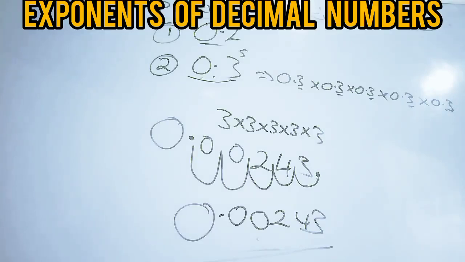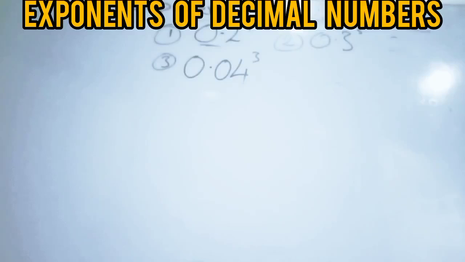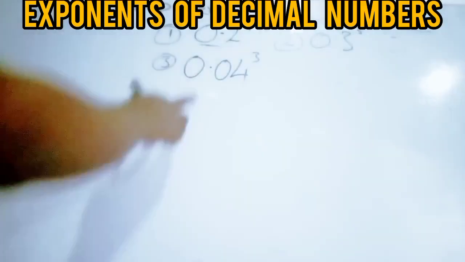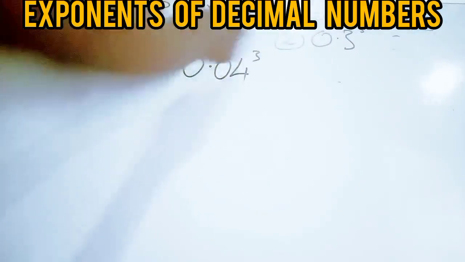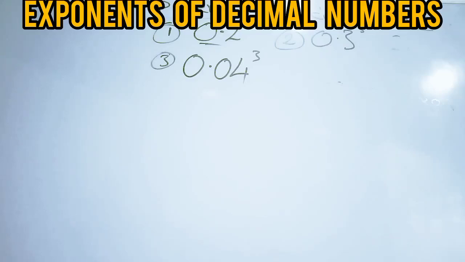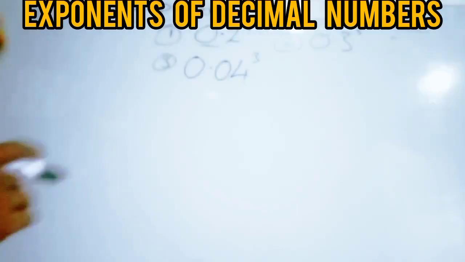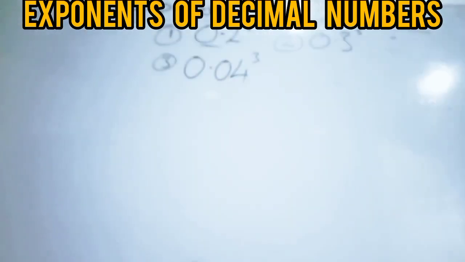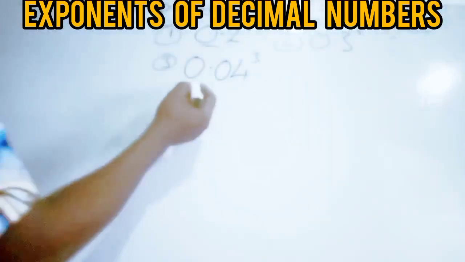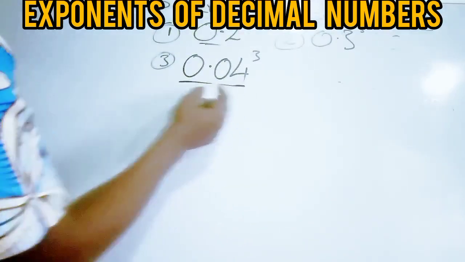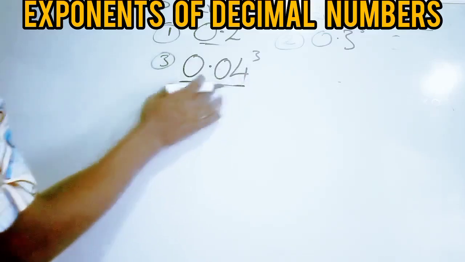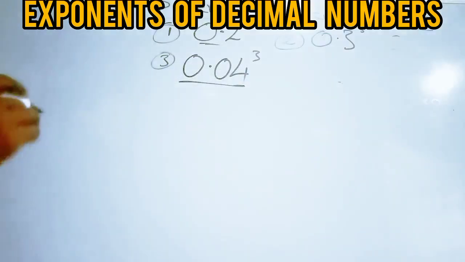Let's solve another example. Example number 3. Alright, so you can pause your video and solve example 3. Example 3 is 0.04 raised to the power 3. How do you solve 0.04 raised to the power 3? You're going to use the same concept. You can pause the video, solve it, and submit your answer in the comment section below. So let's solve this. First of all, we should note that we are looking at 3 of this, 0.04 multiplying itself 3 times.